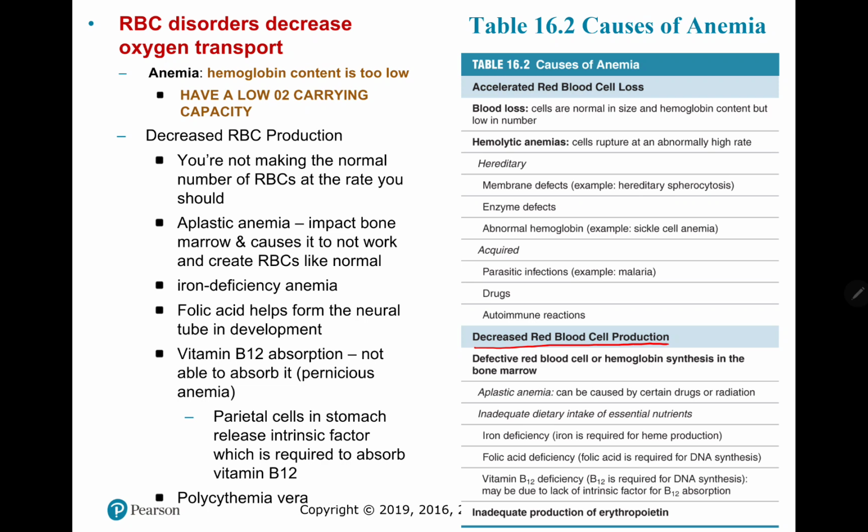Issues with vitamin B12 deficiency. With vitamin B12 deficiency, it's not that you're not taking in enough vitamin B12. The problem is you're not able to absorb it. We have parietal cells in our stomach, and these parietal cells release intrinsic factor. Intrinsic factor is required for the absorption of vitamin B12 in your intestines. So if you don't have it, you can't absorb vitamin B12. And vitamin B12 is very, very important in DNA synthesis. So vitamin B12 deficiencies can lead to pernicious anemia.